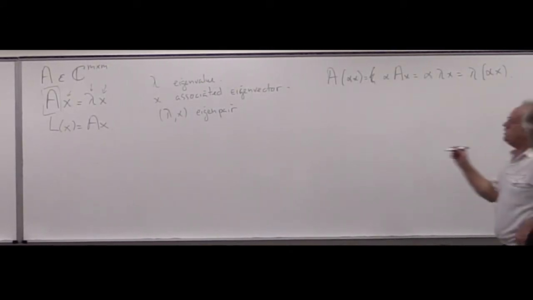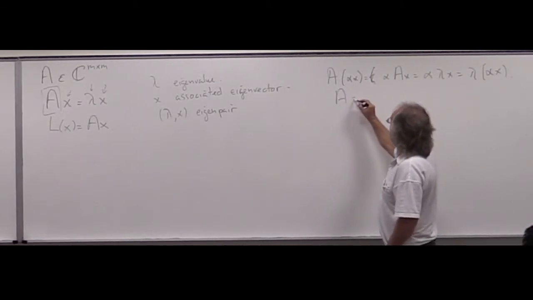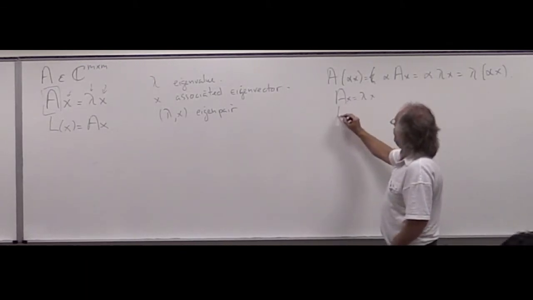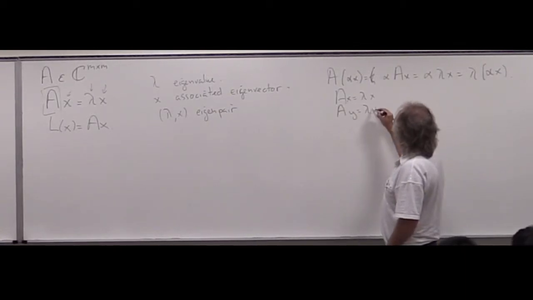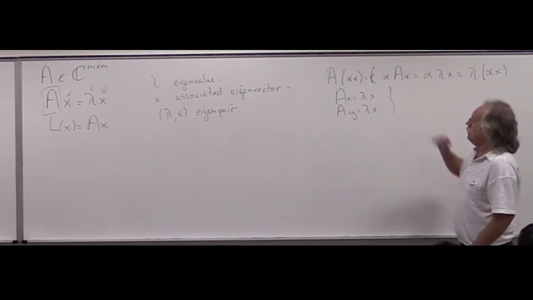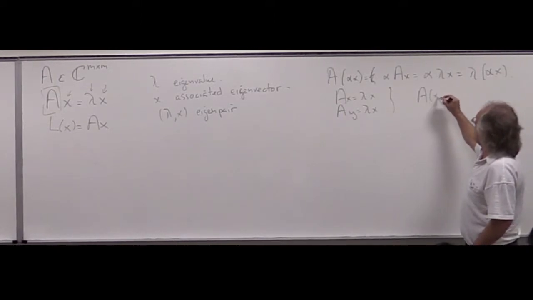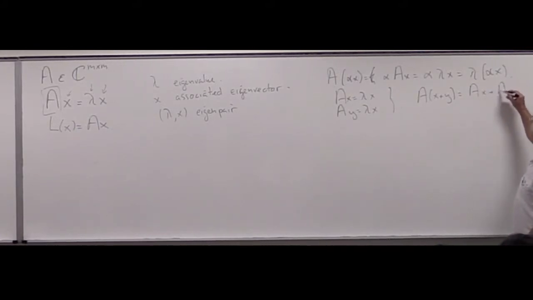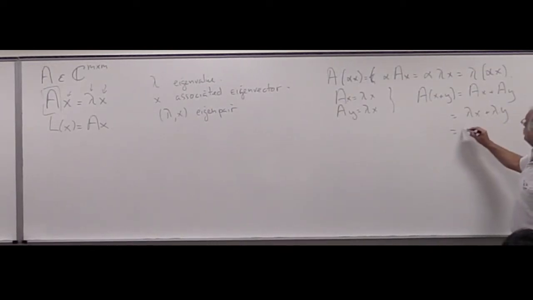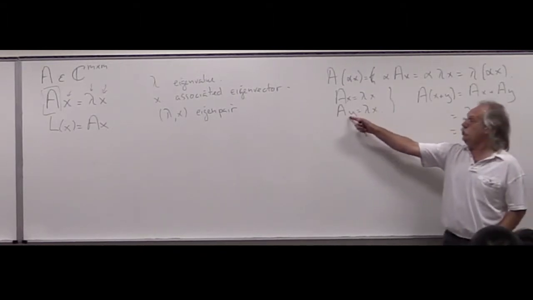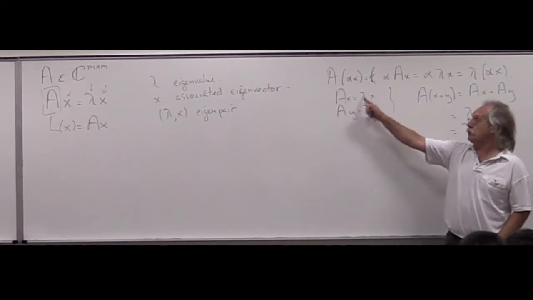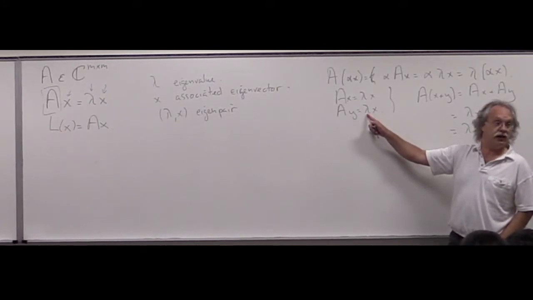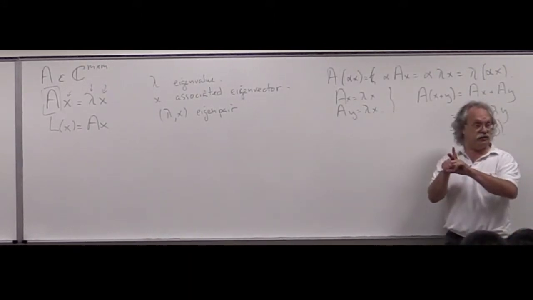And then the other thing you notice is that if it's the case that A x is equal to lambda x and A y is equal to lambda y, then what do you know? You know that A times x plus y is equal to A times x plus A times y, which is equal to lambda x plus lambda y, which is equal to lambda times x plus y. And what you notice is that if you have two eigenvectors associated with the same eigenvalue, and of course these could point in different directions.